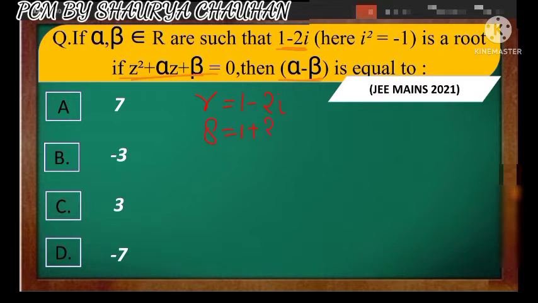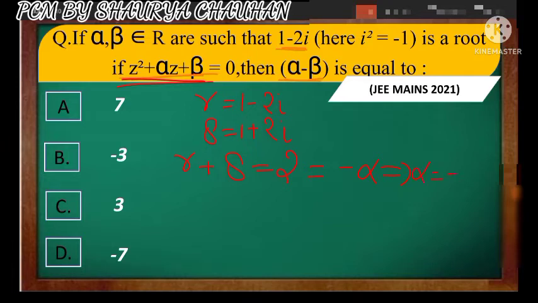Now let's find the sum of the roots. The sum of the roots is gamma plus delta. Plus 2 iota and minus 2 iota will cancel out. So the sum of roots will become 2. 1 plus 1 is 2. And by the equation we can conclude the sum of roots is minus alpha. So alpha comes out to be minus 2.